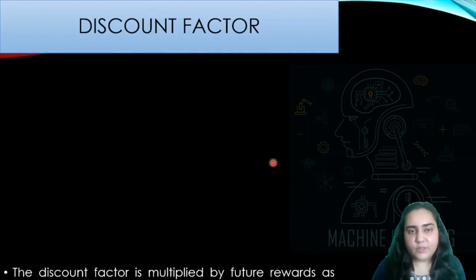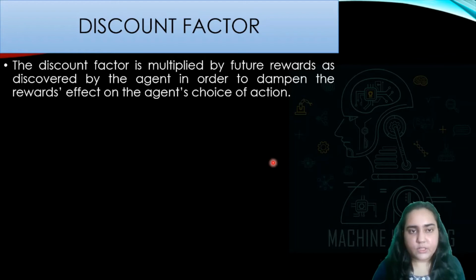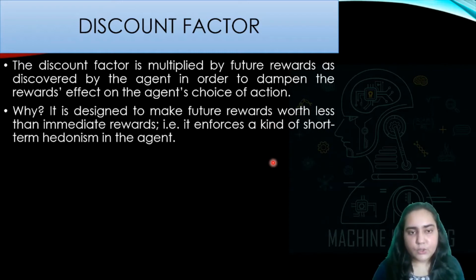The next term is the discount factor. The discount factor is multiplied by future rewards as discovered by the agent in order to dampen the rewards' effect on the agent's choice of action. Let's take a look at what that means. It is designed to make future rewards seem less worthy than the immediate reward, so that it enforces a kind of short-term hedonism in the agent.